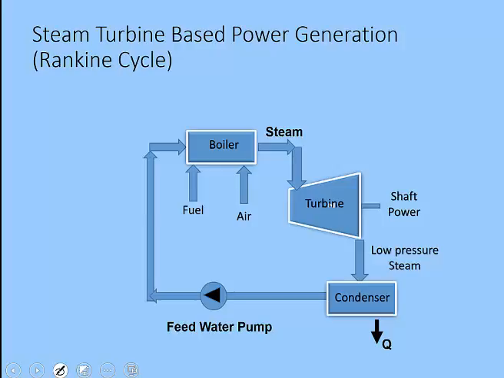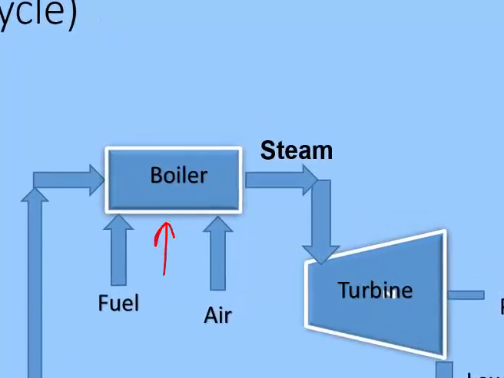Let's examine steam-based power generation here. What happens here is feed water, which is high-pressure water from a feed water pump, which pumps from atmospheric pressure to high pressure, goes into the boiler. This is the water that is fed, and fuel and air are fed into the boiler where they're burnt, and the heat is transferred from this fuel and air to the boiler, and it boils the water and turns it into steam.